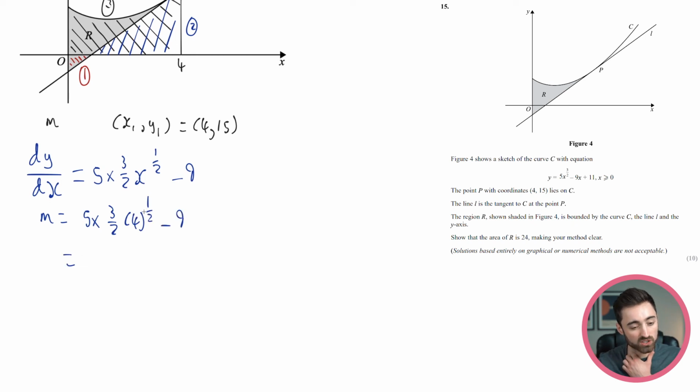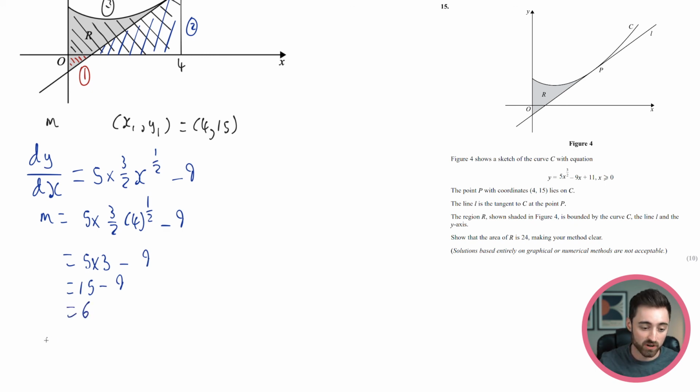Okay, so 4 to the half is 2 because a half is the square root. So I get 3 over 2 times 2, so the 2's cancel, so I'm actually just left with 5 times 3 here. Still got the 9 on the end. 5 times 3 is 15, minus the 9, I'm going to get 6.